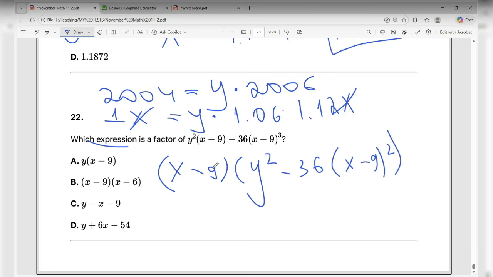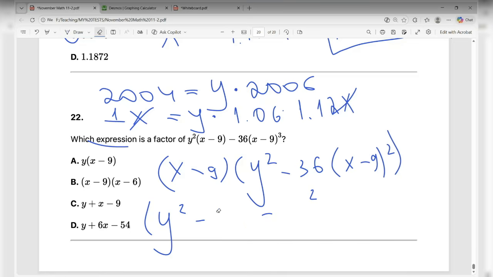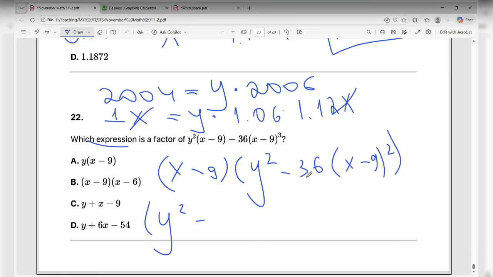As you can see, x minus 9 is the first factor, and we have to factorize the rest now. Guys, understand this thing. We know that 36 is the square of 6, right? So you can easily write it down as 6 squared multiplied by x minus 9 squared, right?